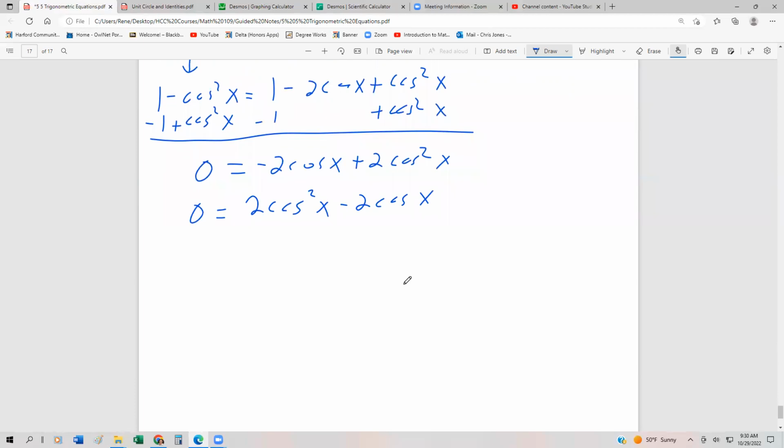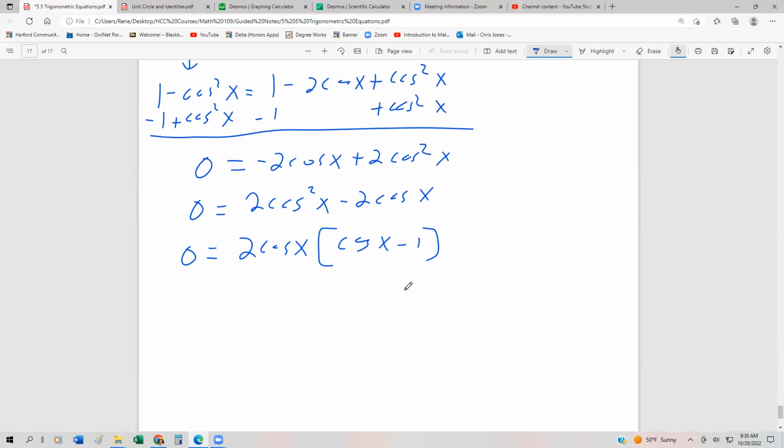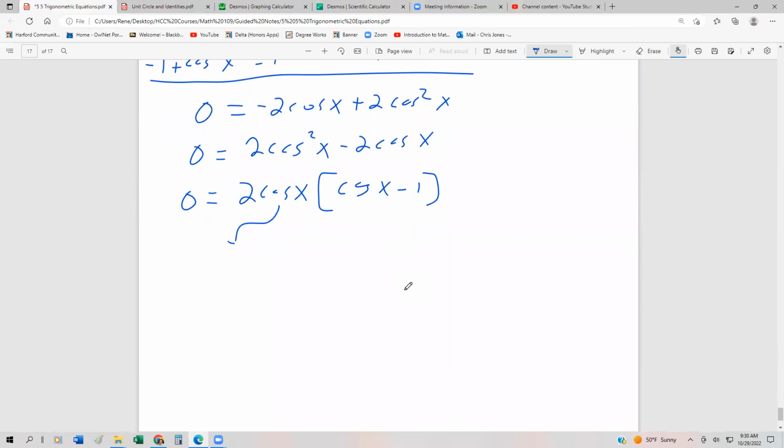Now, I'm going to factor a cosine out of these. In fact, I'm going to factor a 2 cosine out of these. So I get 2 cos of x, and that's going to leave me with cos x minus 1. And then finally, I'm just going to set 2 cos x equal to 0, and then I'm going to set cos x minus 1 equal to 0. Divide by 2 on the first, so cos x equals 0. Add 1, cos x equals 1.